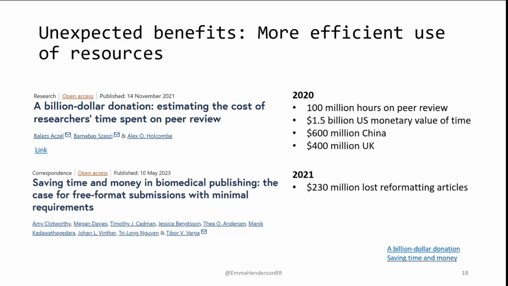And then the second article looks at the cost of reformatting articles. So when you submit to a different journal, you might have to reformat it, and that takes up a lot of time. They estimated 230 million lost in the equivalent time of just reformatting articles. So yes, it's a lot. And I'm not saying registered reports fixes all of this, but because you have that peer review, that ability to fix things earlier, it just makes it less likely that it's going to have to be shopped around from journal to journal.